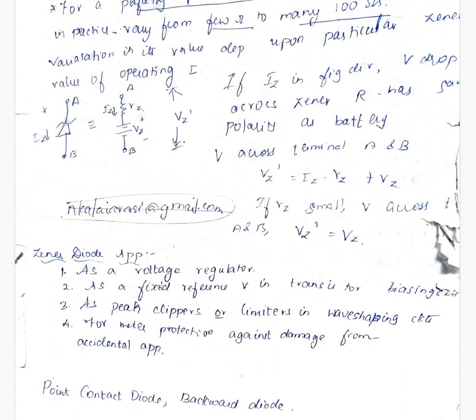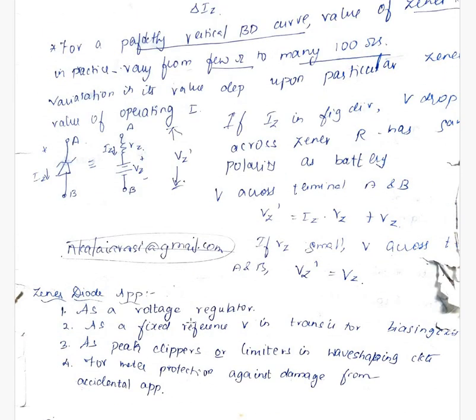The applications of Zener diode: it acts as a voltage regulator. It acts as a fixed reference voltage in transistor biasing circuits. It can be used for peak clippers or limiters in wave shaping circuits, and for meter protection against damage from accidental overloads. So this is about Zener diode.